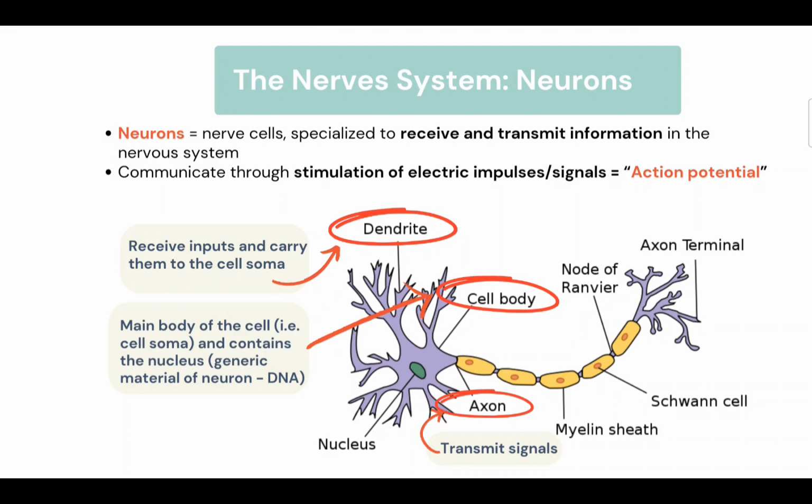And in the nervous system, we have the neurons. So what are neurons? Neurons are the nerve cells. Just now we saw the peripheral nervous system. There are a lot of nerves, and these nerve cells are called neurons, specialized to receive and transmit information in the nervous system. And they communicate through stimulation of electric impulses or signals called the action potential.